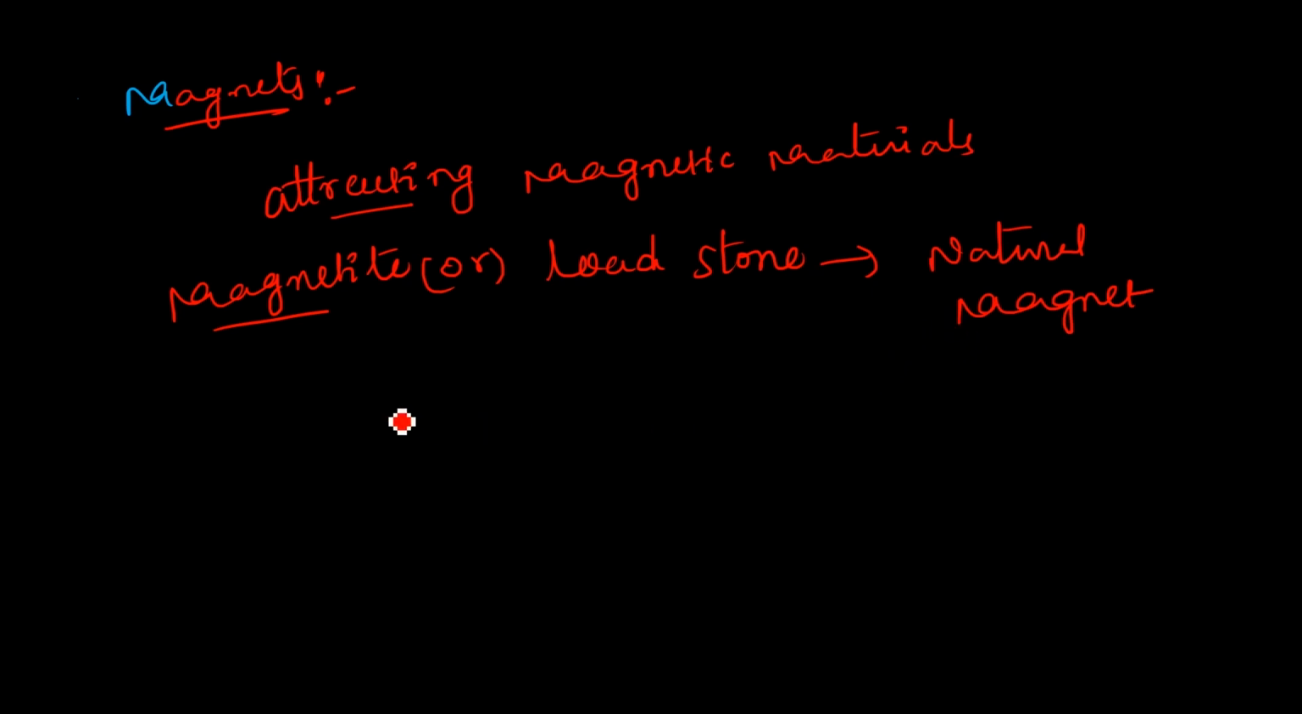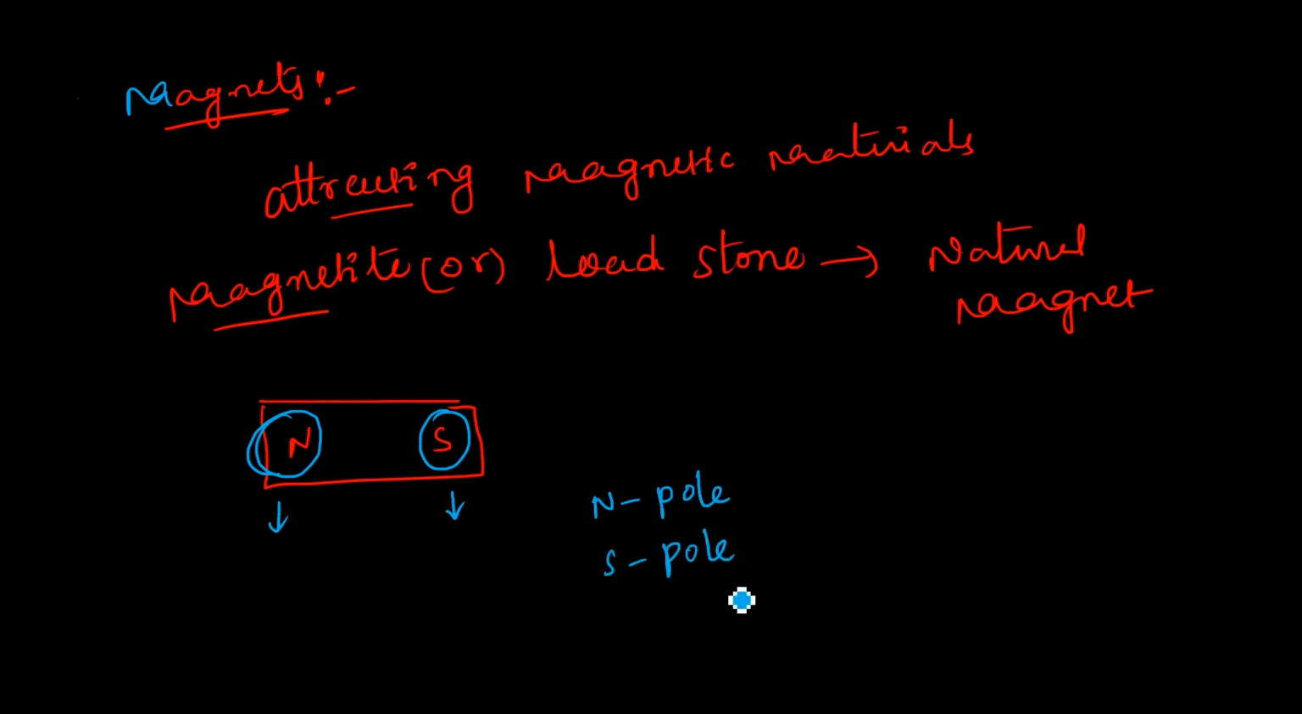Coming to the third point, a magnet has two poles, one is the north pole and another one is the south pole. The strength of the magnet exists at the ends, so the more attracting property will be at the poles. These are called poles, the ends of the magnet: north pole and south pole. The magnetic poles have equal strength. North and south have equal strength at attracting objects.